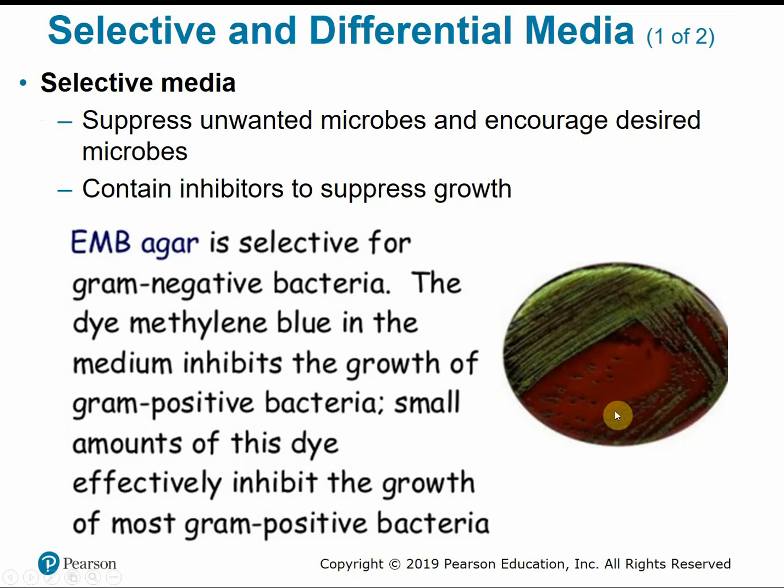So one type of selective media that we'll see in lab is EMB, which stands for eosin methylene blue. So this is selective for gram-negative bacteria. Methylene blue dye, the same one that we used in our simple stain, in this media is going to prevent the growth of gram-positive bacteria. So EMB is selective for gram-negative. Right? So this is E. coli on an EMB plate. So these are really cool. They grow this really pretty metallic green on EMB.